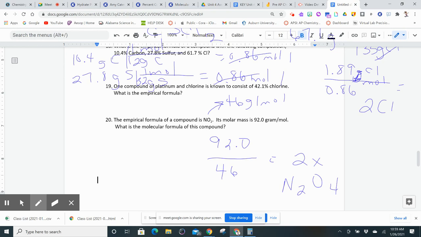They're the same atoms. The empirical formula is the smallest whole number ratio. The molecular formula is the actual number. So even their masses are ratios of each other. Okay?